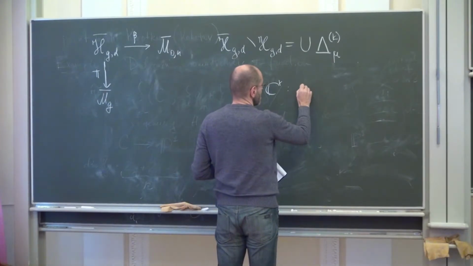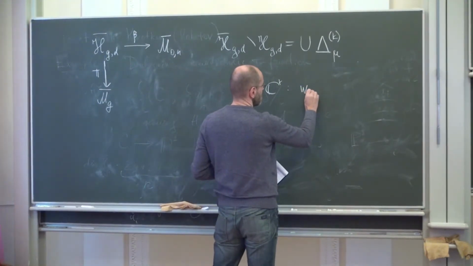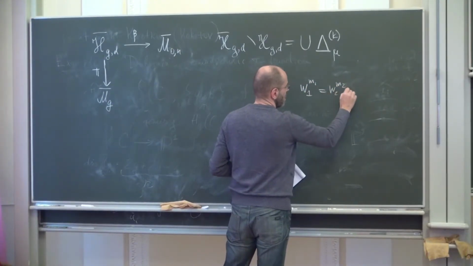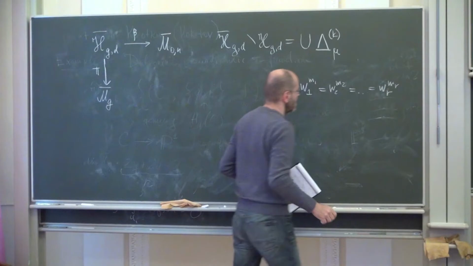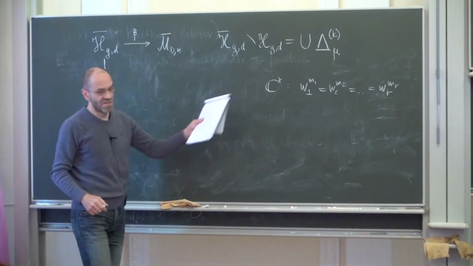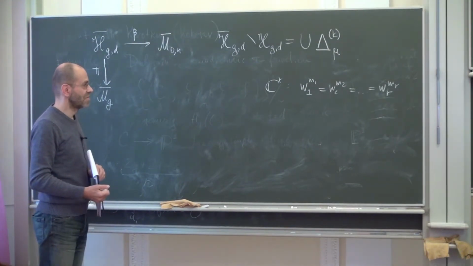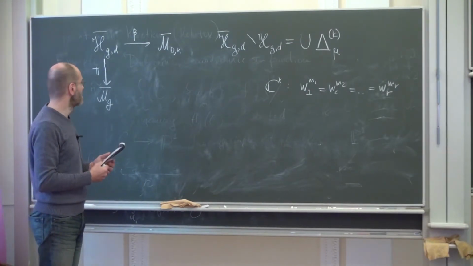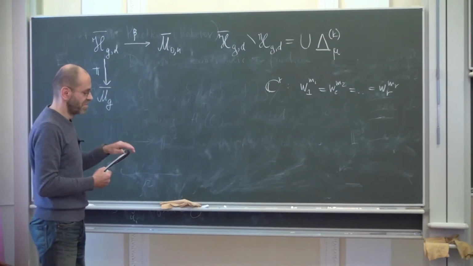given by the equations. Okay, so let me use coordinates w here: w1^m1 is equal to w2^m2, and so on, is equal to wr^mr. And it's easy to see that such a singularity is easy to normalize. So the normalization of this space is smooth. So that's a pretty simple singularity.